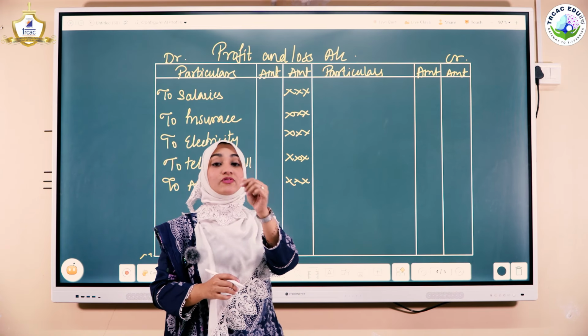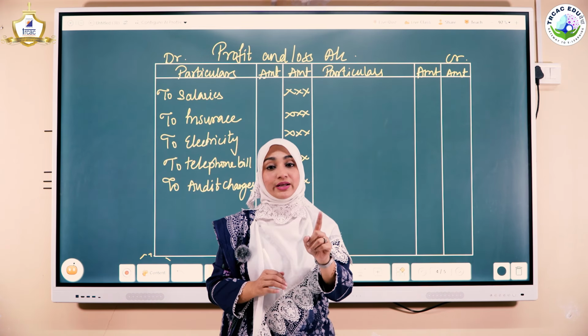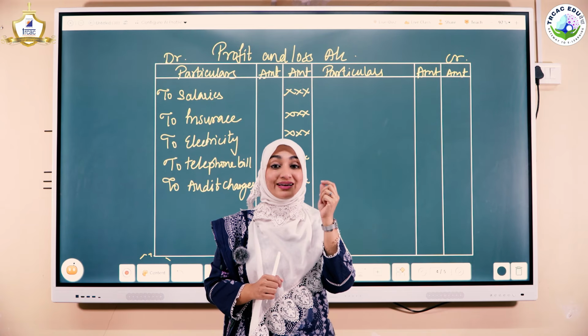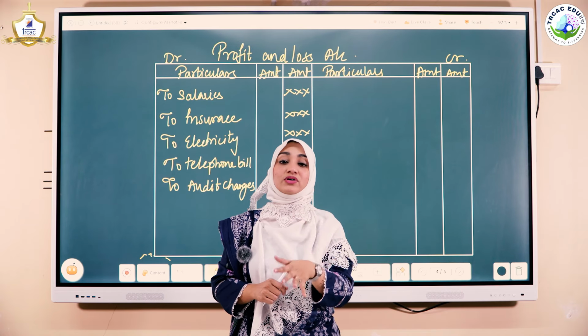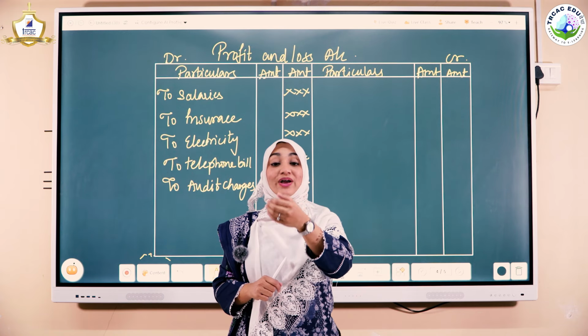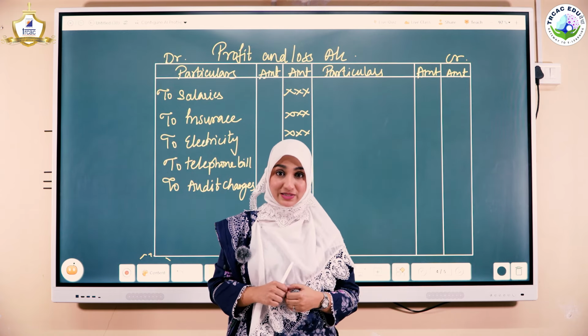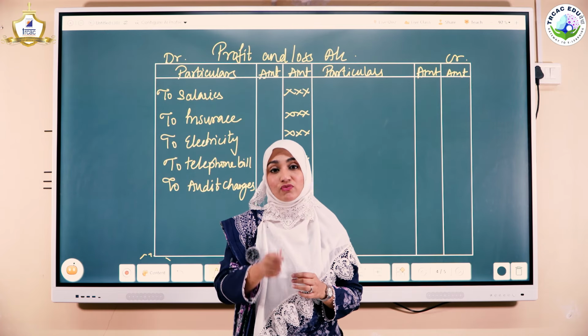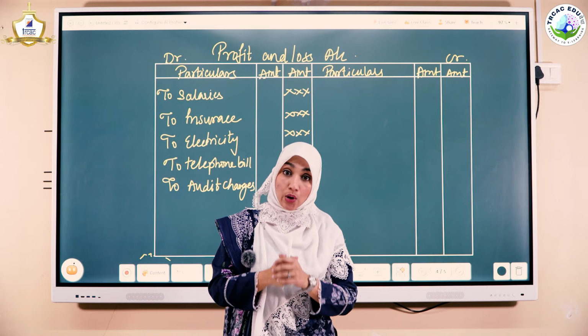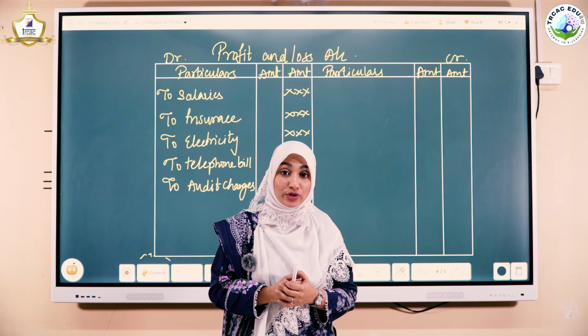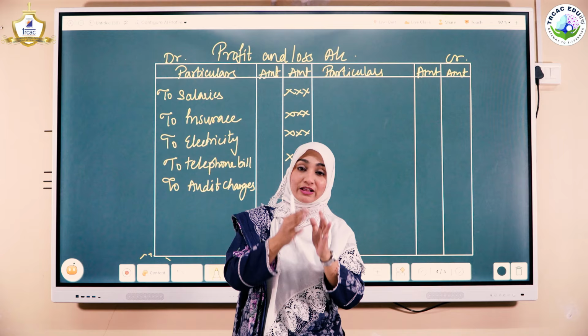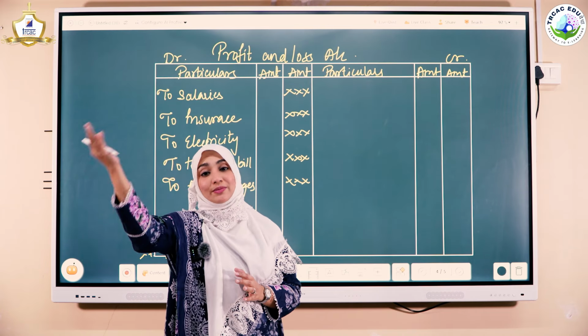Now there is one more thing which I want to clear. In trading account we have recorded carriage inward. Carriage inward is actually the expense when raw material comes into your business. But there is one more expense which is carriage outward. Where carriage outward you are going to record it. Carriage outward is the expense when your ready material goes to some other place.